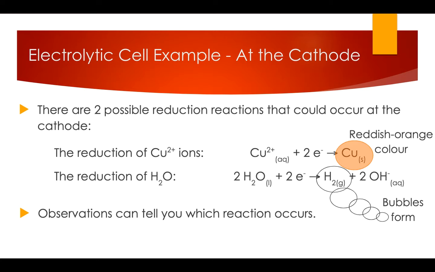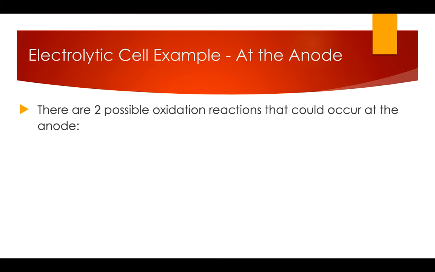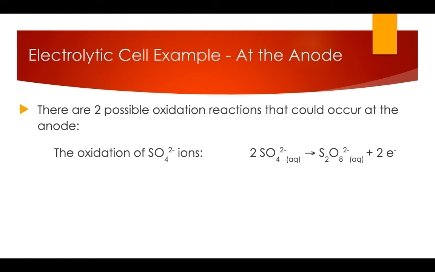So then if we look at the anode, there are 2 possible oxidation reactions that could occur. First of all, there's the sulfate ions that can be oxidized. So 2 sulfate ions lose 2 electrons to make an S2O8 ion. So that's one reaction that could occur.